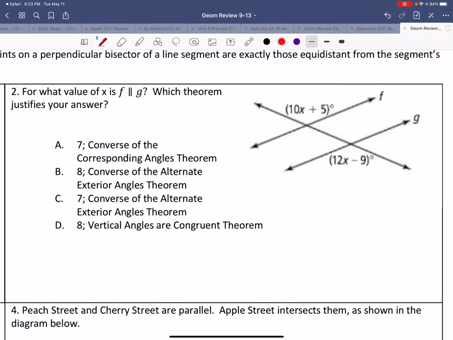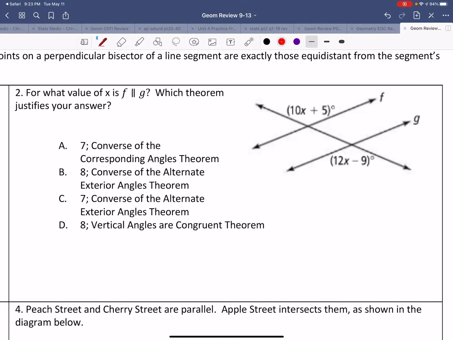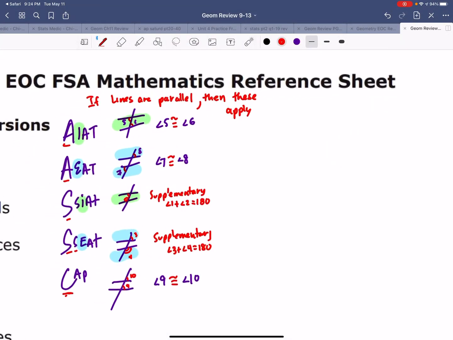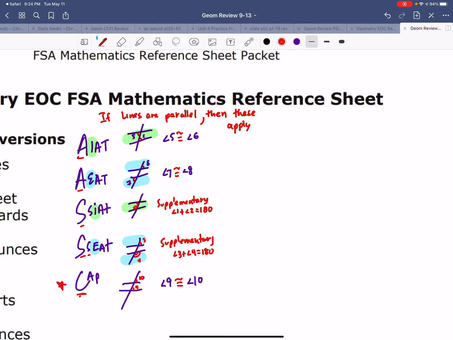For what value of x is f and g parallel? So this would be the converse, right? Back on my cheat sheet, I can say if the lines are parallel, then this is true, and this is true, and this is true, and this is true, and this is true. But I could also do the converse: if, in reverse order, they told me 9 and 10 are equal, or congruent, to each other, then I know these lines are parallel. That would be the converse theorem.